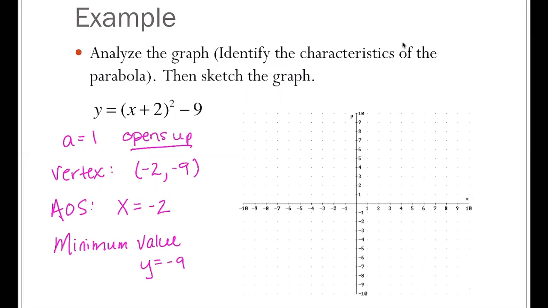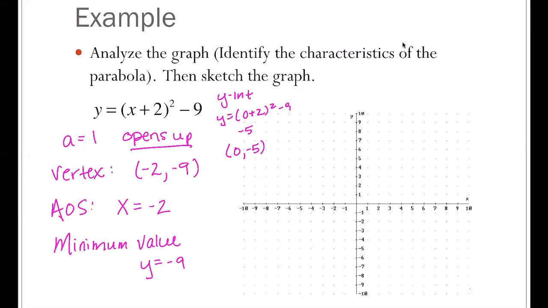Now, if you want to find the y-intercept, remember our x value is 0. So for our y-intercept, we plug a 0 in, so we'd have y equals 0 plus 2 squared minus 9, which would be 4 minus 9, which is -5. Again, your intercepts always have to be written as coordinates, so this would be 0 and -5.